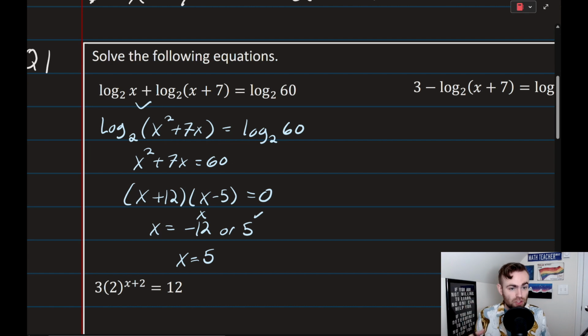So you've got to remember to check for logarithmic equations, something you really haven't had to do a whole lot of before.